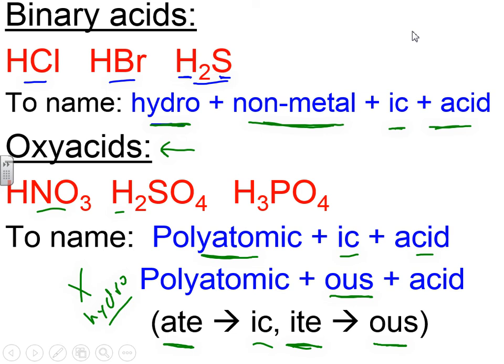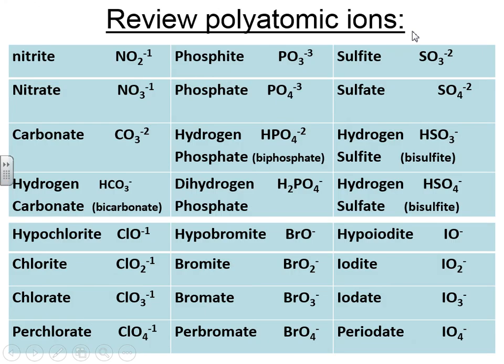So you have to review your polyatomic ion chart. Now, we won't require you to remember too many of these, but definitely the most common ones. So for example, nitrate, this is where nitric acid comes from. Carbonate, this is where carbonic acid comes from. Sulfate, for sulfuric acid. Phosphate, for phosphoric acid.